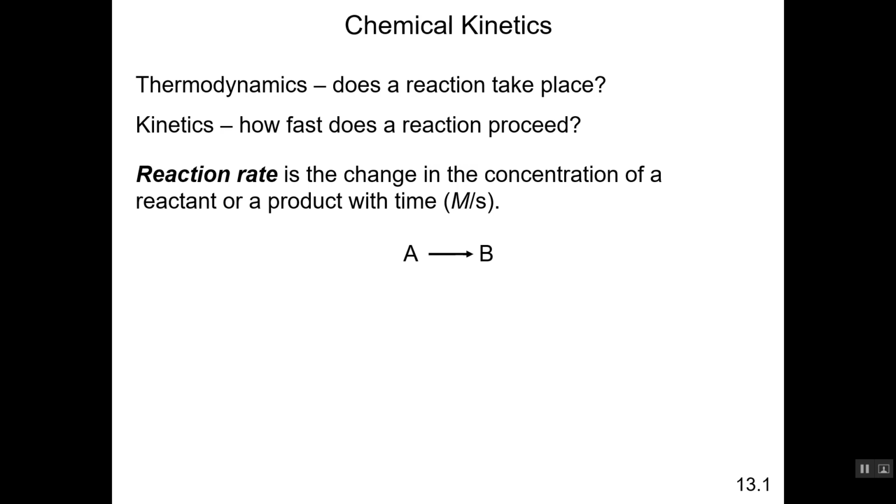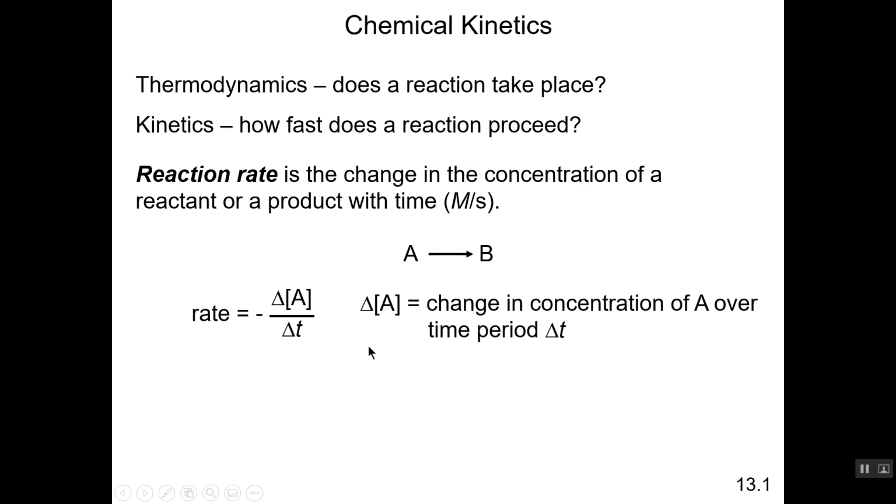If we take a hypothetical reaction, A reacting to form B, we can express the rate in terms of the disappearance of A, and this is the way we express it. Rate is equal to minus delta A divided by delta t. In your previous math experience, you should be familiar, or if you're not, I'll just tell you now, whenever you see the symbol delta in this context, delta basically means change. So delta A means change in concentration of A over the time period represented by delta t, which is a change in time.